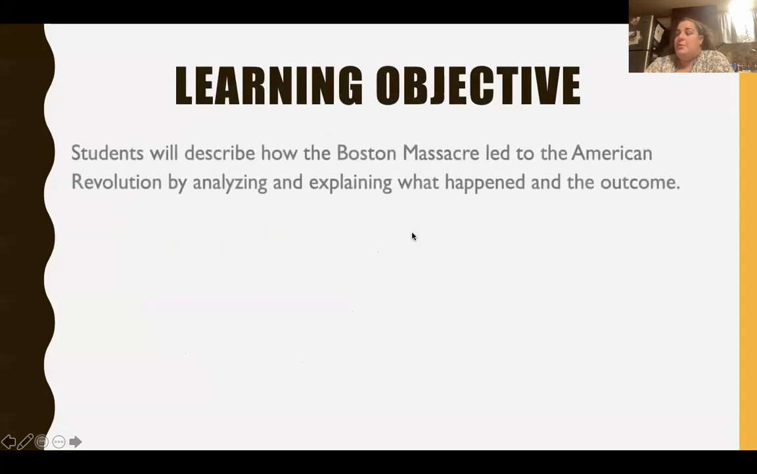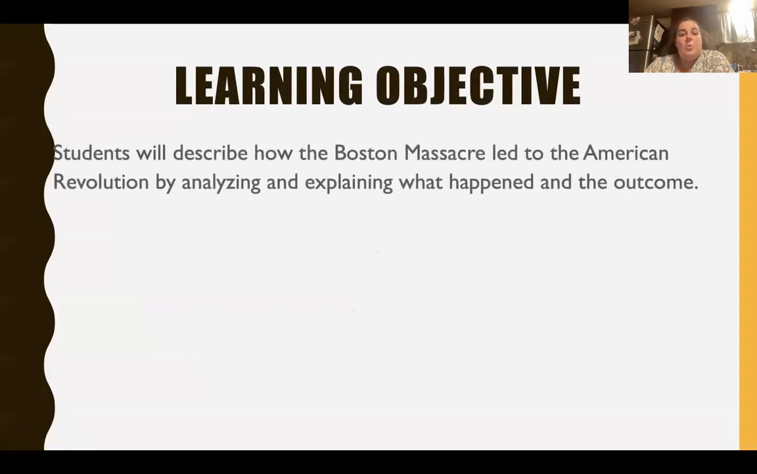Our learning objective for today's lesson: students will describe how the Boston Massacre led to the American Revolution by analyzing and explaining what happened and the outcome. So today you're going to be learning a lot about the events of the Boston Massacre, what exactly happened and why, and what the outcomes were that ultimately led to the American Revolution, the war between the colonists and the British.